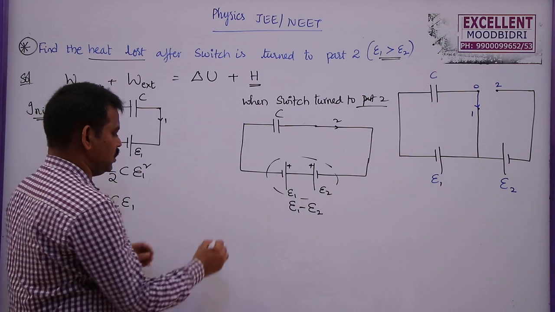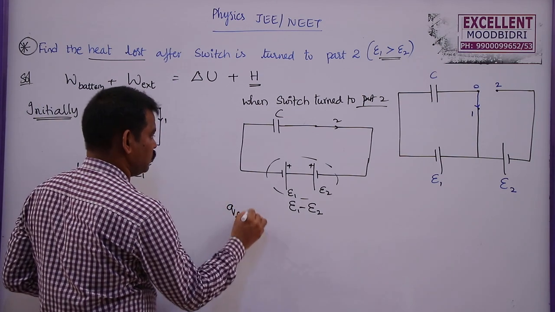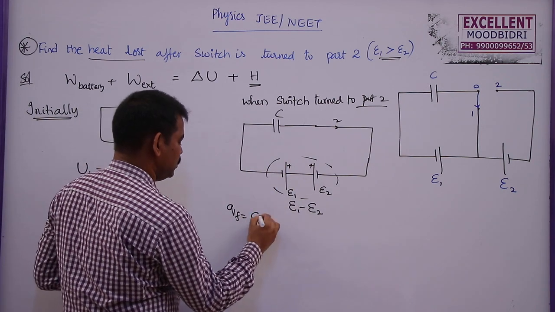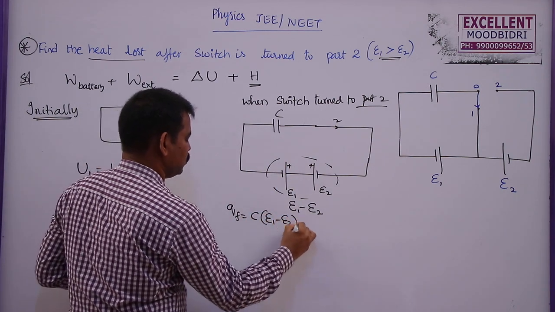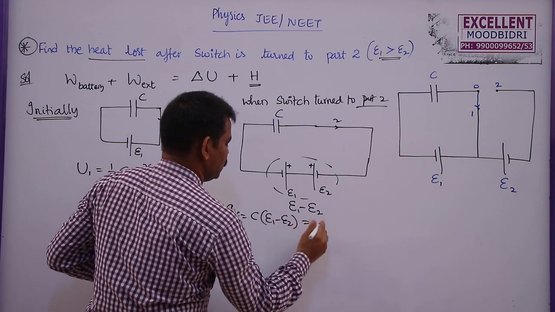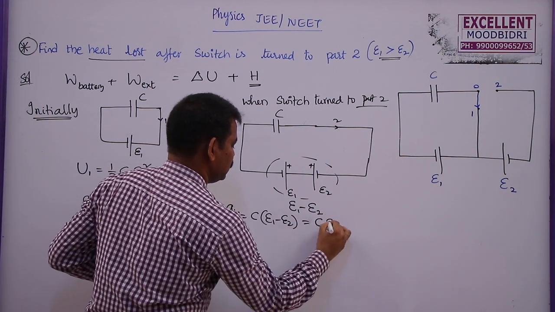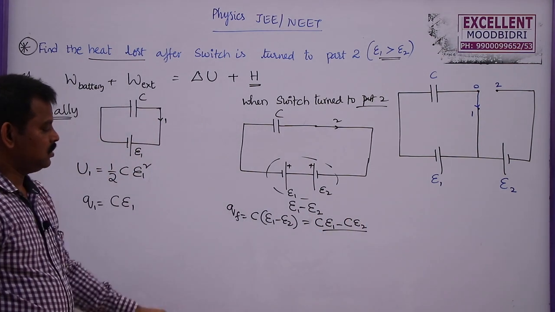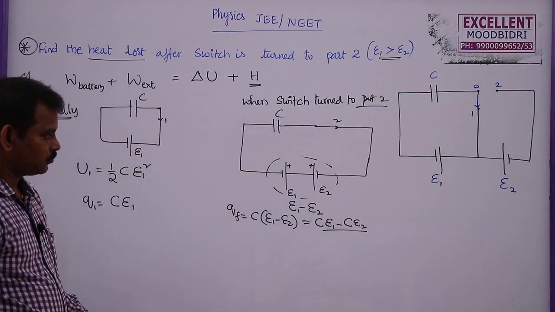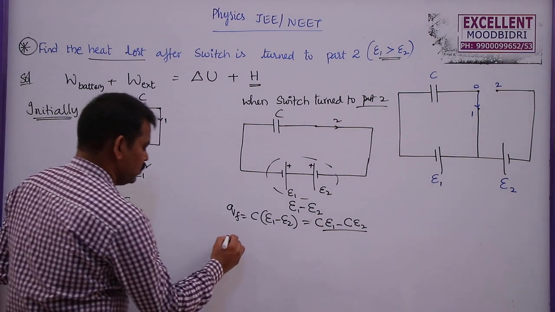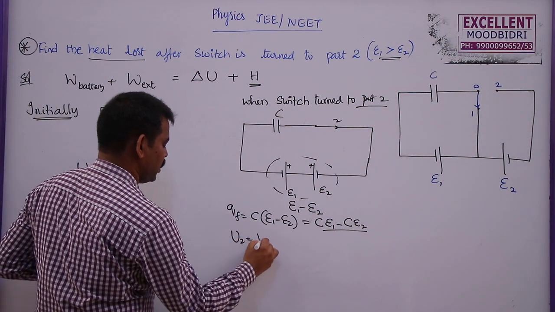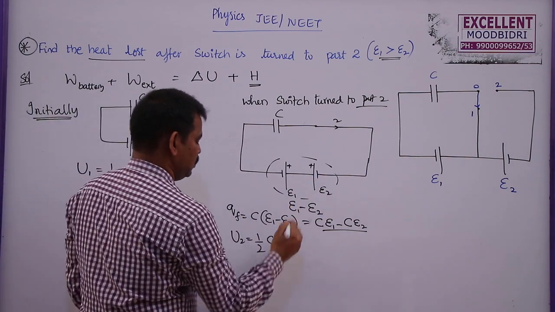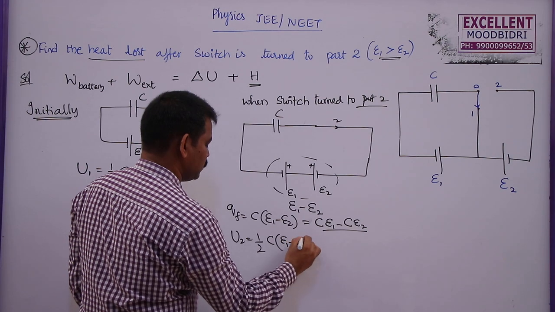Now what is the charge in this case? The charge flowing through this circuit is given by capacitance into total EMF, that is C into (E1 minus E2), which is CE1 minus CE2. So this is the charge that is flowing into this one. Now what is the energy stored now? The energy stored in this case is half into capacitance into the square of the potential, that is, half C (E1 minus E2) whole squared.